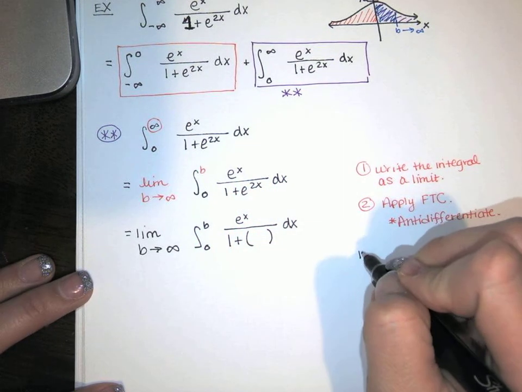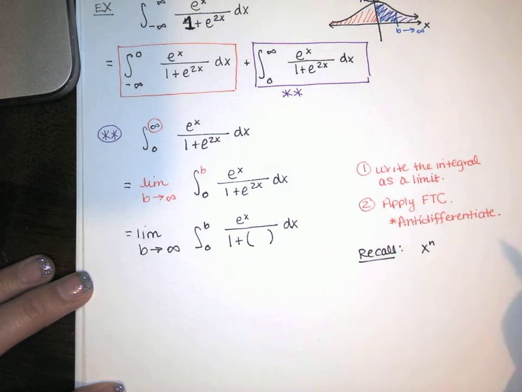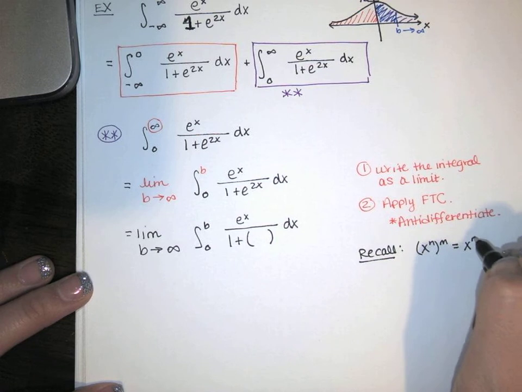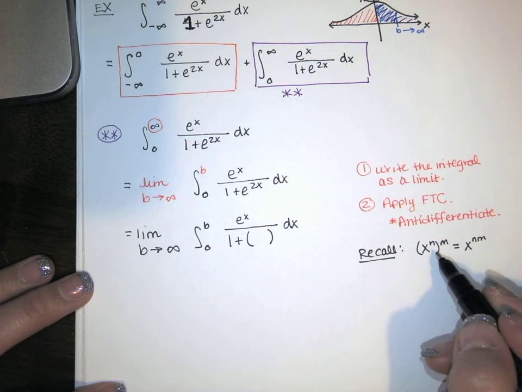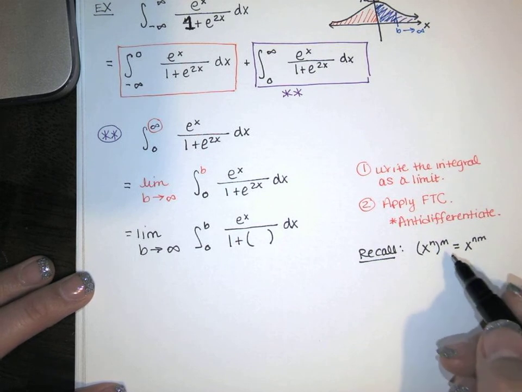Now remember from algebra that if you have an x raised to a power and you raise the whole thing to a power, you multiply those exponents. There's a very good reason for that. We won't go into that in Calc 2, but there's a very good reason for that.